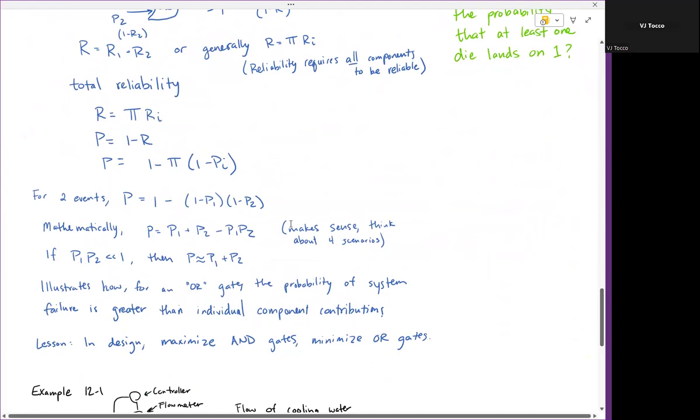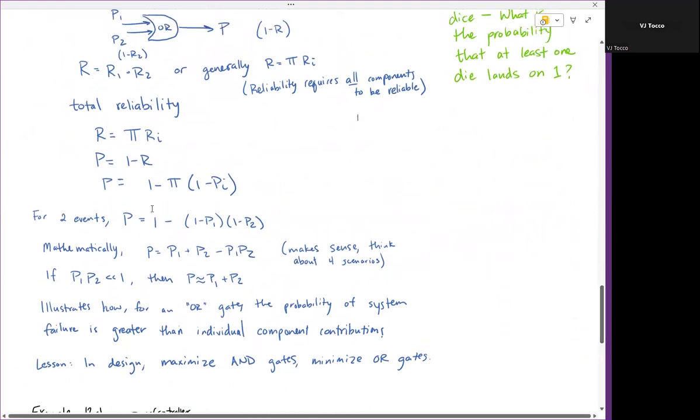This is just more mathematical stuff. If I have any given two events, the probability is 1 minus P1 times 1 minus P2. And then I can FOIL this and say there are 4 scenarios for 2 events. The 4 scenarios are: one, they both fail; two, they both work fine; and the other two are one of them failing while the other works fine, and vice versa.